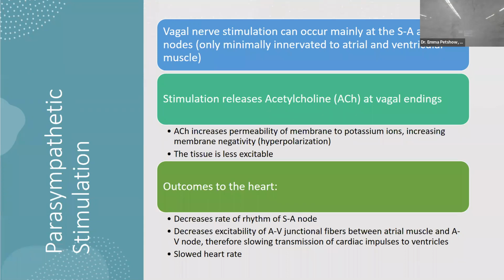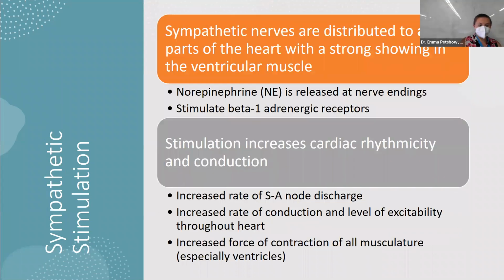Okay. Now on the opposite side, sympathetic stimulation. So sympathetic nerves are distributed to all parts of the heart. Again, remember, sympathetic stimulation can increase the contractive force, the strength of the heart muscle. So sympathetic nerves have contact points across the whole heart. Strong showing in the ventricular muscle. Norepinephrine is released at nerve endings.